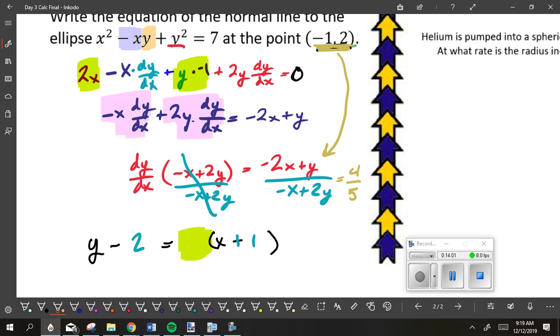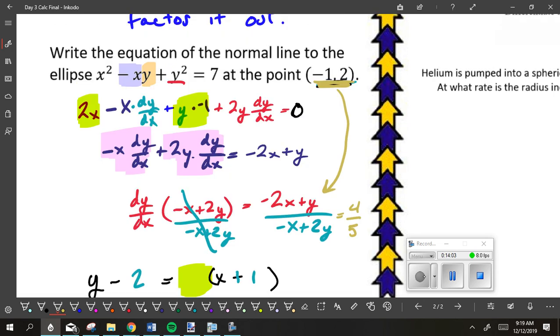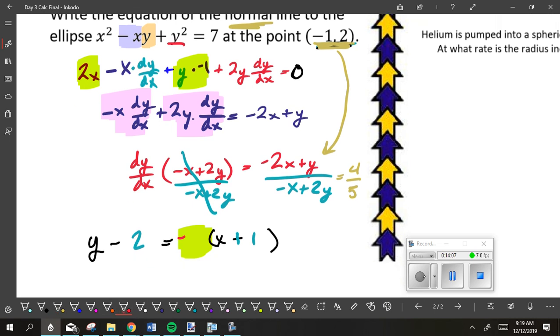Negative 5 over 4, because what does normal line mean? Opposite reciprocal. It means the perpendicular slope. So it is negative 5/4 right there. Questions on equations of a normal line?